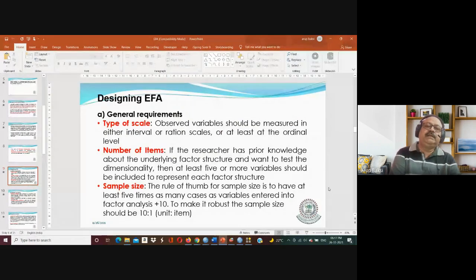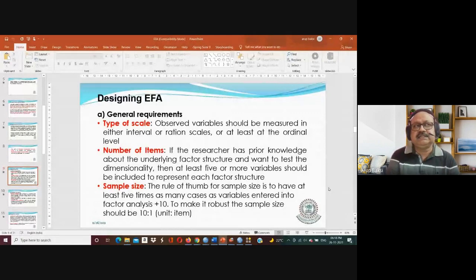Just moving forward, when you are designing your analysis for EFA, that means when you are creating a situation so that you can conduct an EFA, there are certain general requirements. We call it the prerequisites of EFA. So what are the general requirements? One of the preliminary requirements is the type of scale. The observed variables should be measured in either interval or ratio scale, or at least at the ordinal level. So we are talking about metric data which is suitable for factor analysis. Now, the number of items.